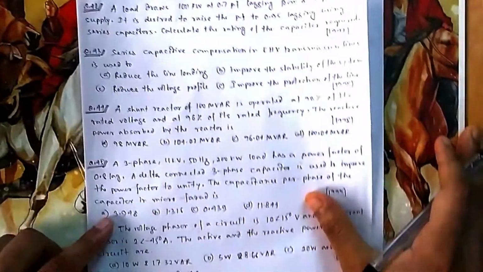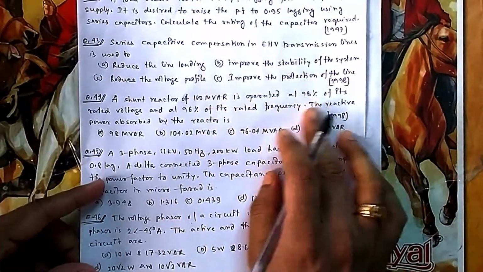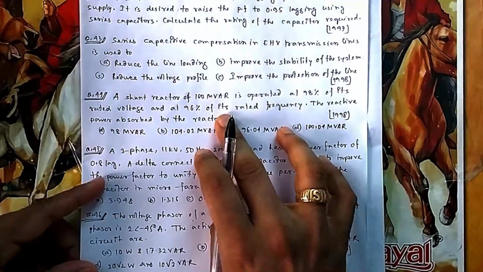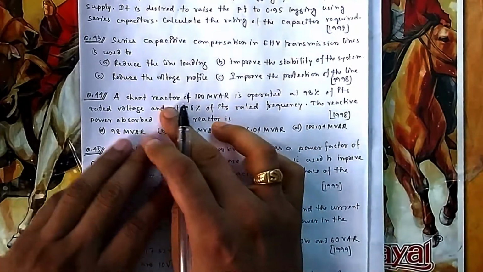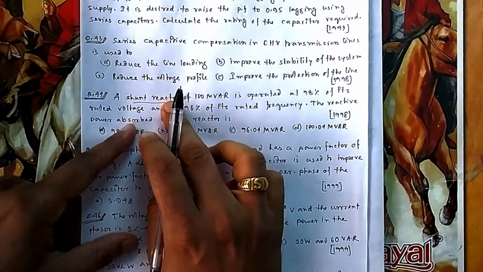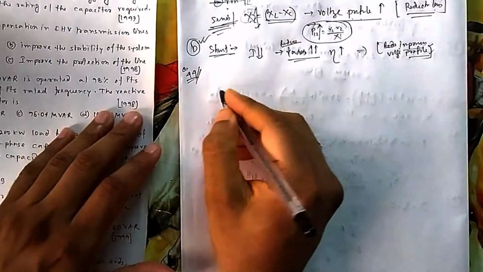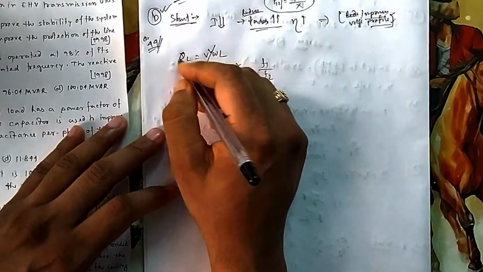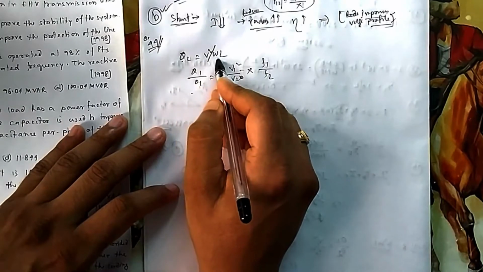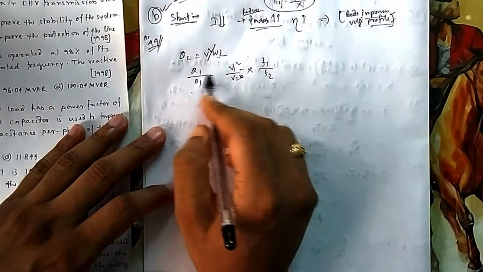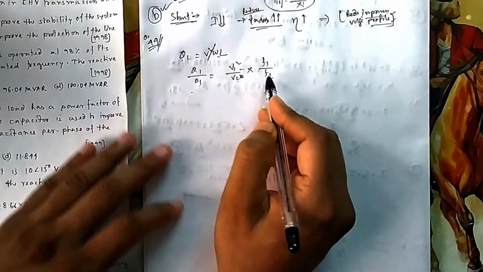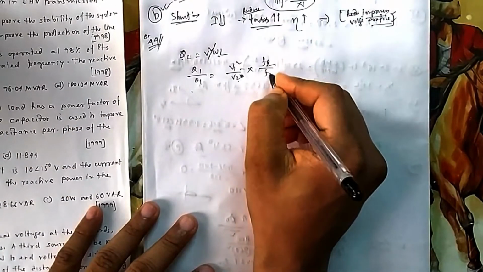Now if you come to question 44, a shunt reactor of this rating is operated at 98% of its rated voltage and 96% of its rated frequency. Find the reactive power observed by the reactor. Now it is a shunt reactor. Reactor means it is an inductor. So what is the Q requirement in shunt inductors? QL is V square by omega L, V square by XL, where XL is omega L. So you can see it is directly proportional to V1 by V2 squared, but inversely proportional to frequency, so it will be F2 by F1.